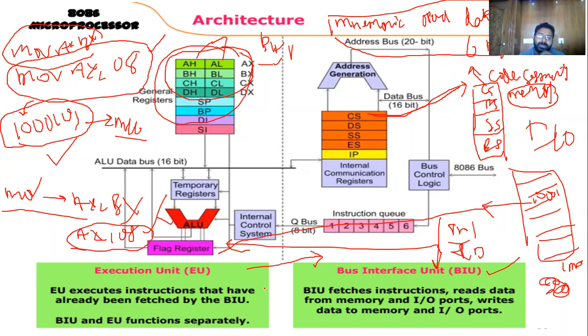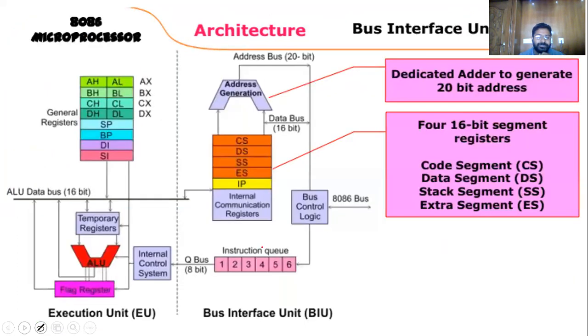According to that, the bus interface unit goes to the memory. How does it go to the memory locations? Through the code segment registers, data segment registers, stack segment registers, and the extra segment registers. Once it identifies the address locations, it performs the read operation to get back to the bus interface unit, and then to the execution unit through the address and the data lines.